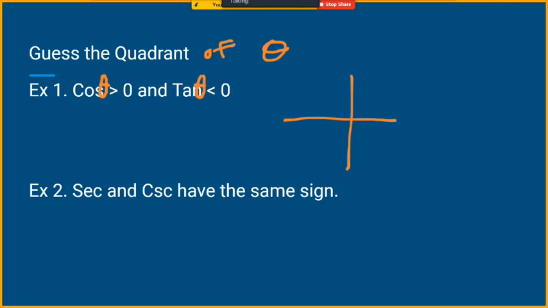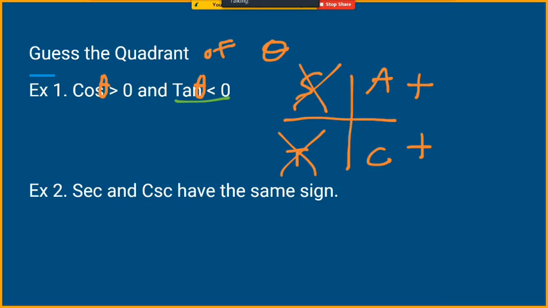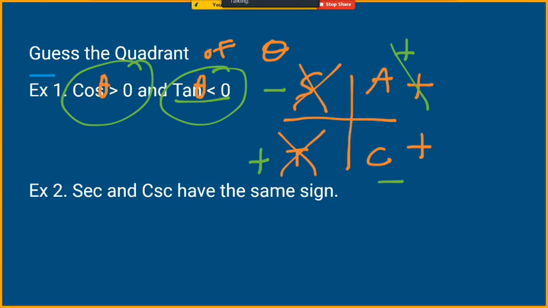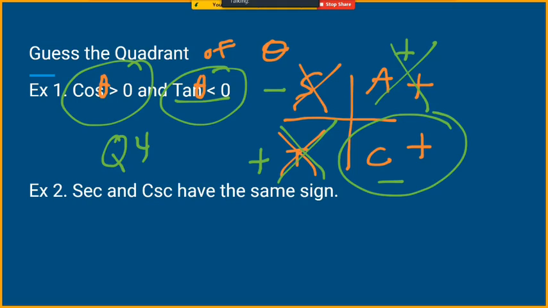If the cosine of theta is positive, the only time the cosine is positive is in quadrant 1 and quadrant 4. So we know that theta is not going to terminate in quadrants 2 or 3. Now tangent is negative in quadrant 2 and quadrant 4. It's positive in quadrant 1 and quadrant 3. We want to know where tangent's negative and cosine's positive, so we eliminate these two quadrants and we're left with quadrant 4. Quadrant 4 is where the cosine of theta is positive and the tangent of theta is negative.